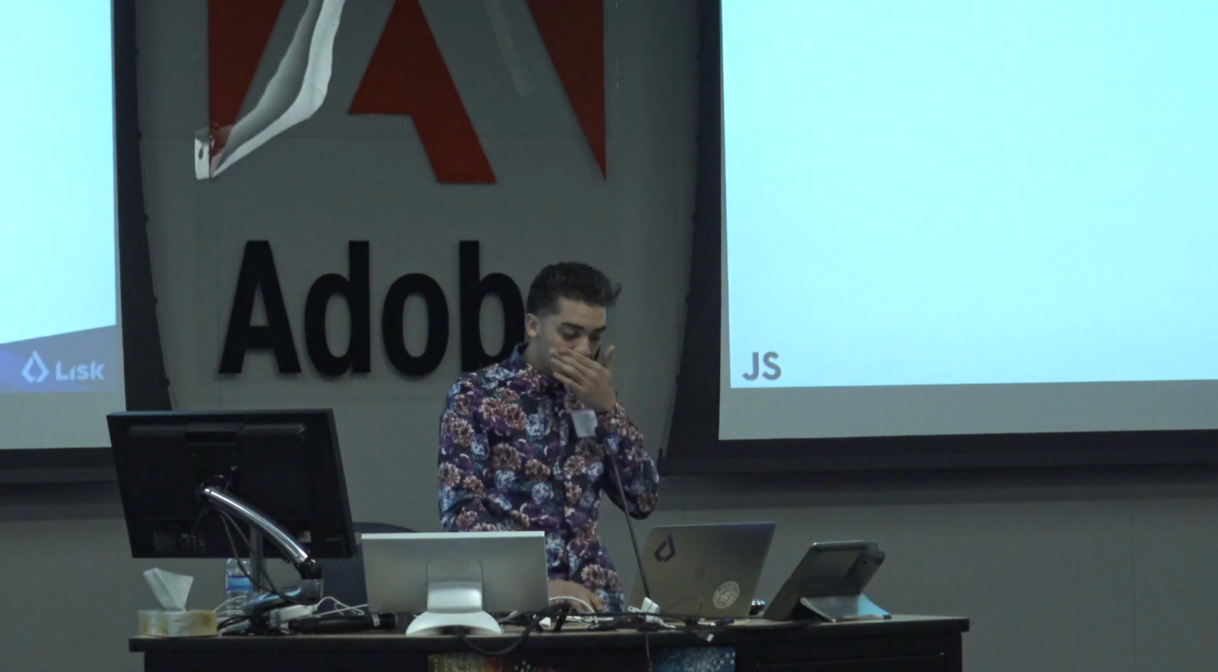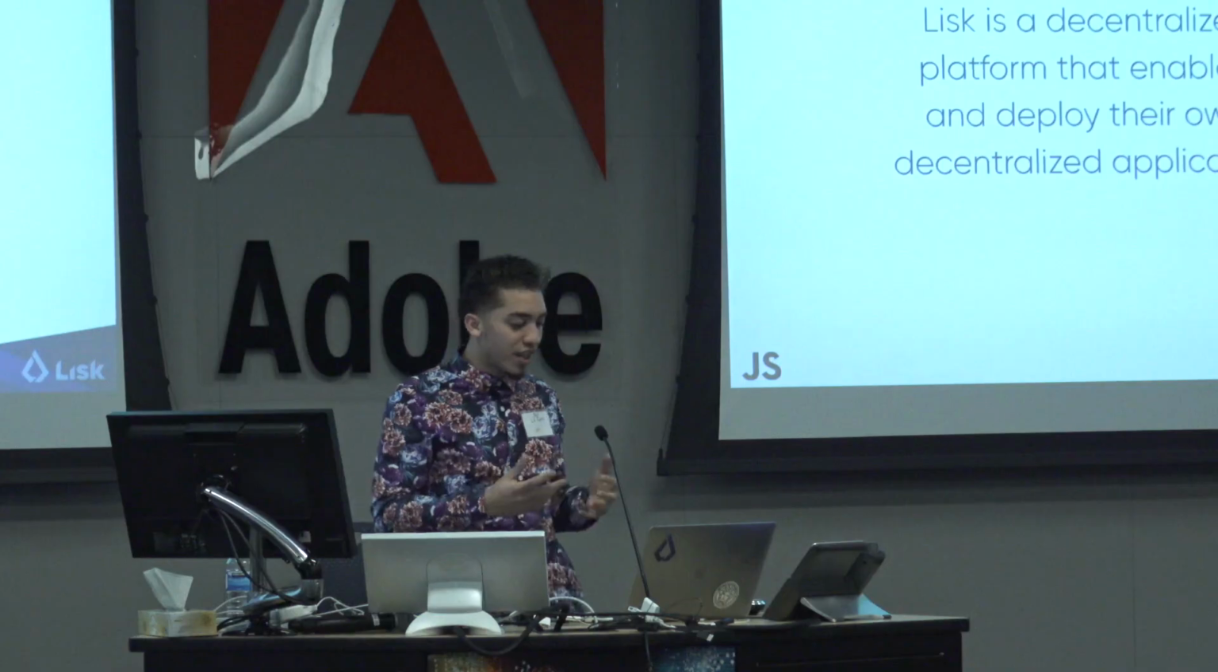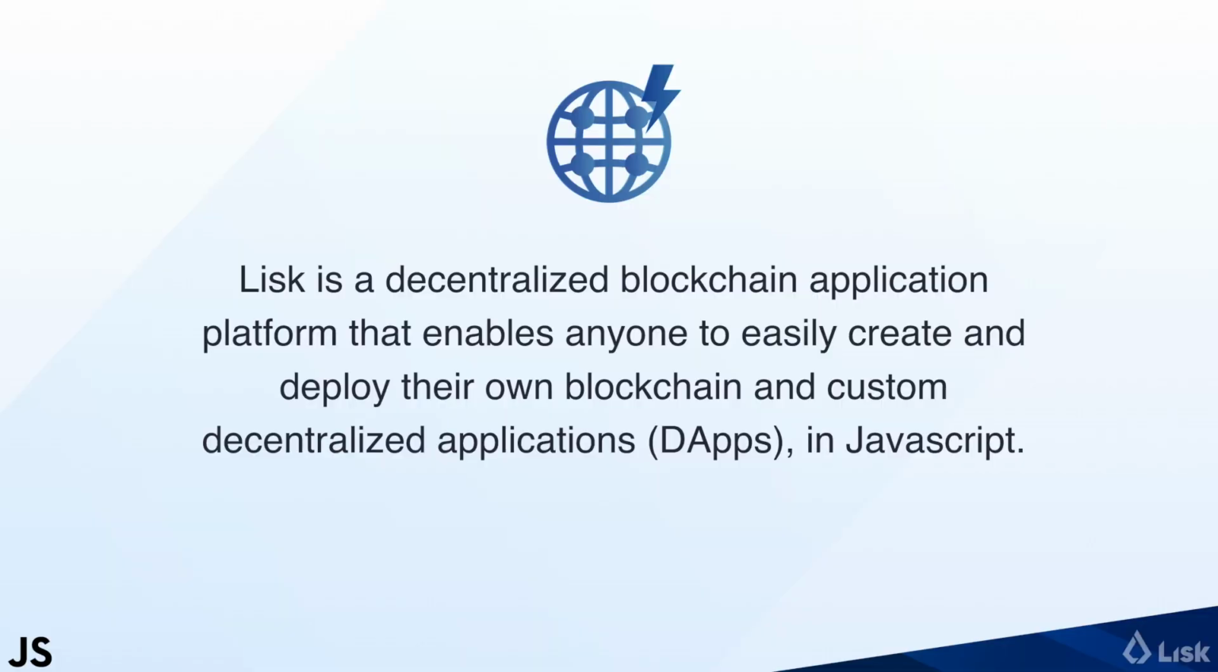In one sentence, I think I already actually said it. Lisk is a decentralized blockchain application platform that enables anyone to easily create and deploy their own blockchain system. So it's not only applications, but also decentralized applications in the coding language of JavaScript. We're powered by Node.js as our engine, and also PostgreSQL as our database.